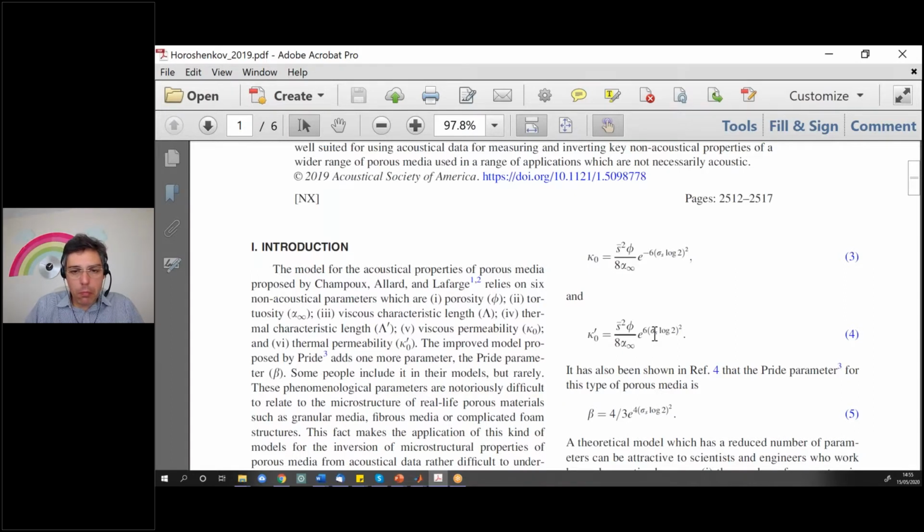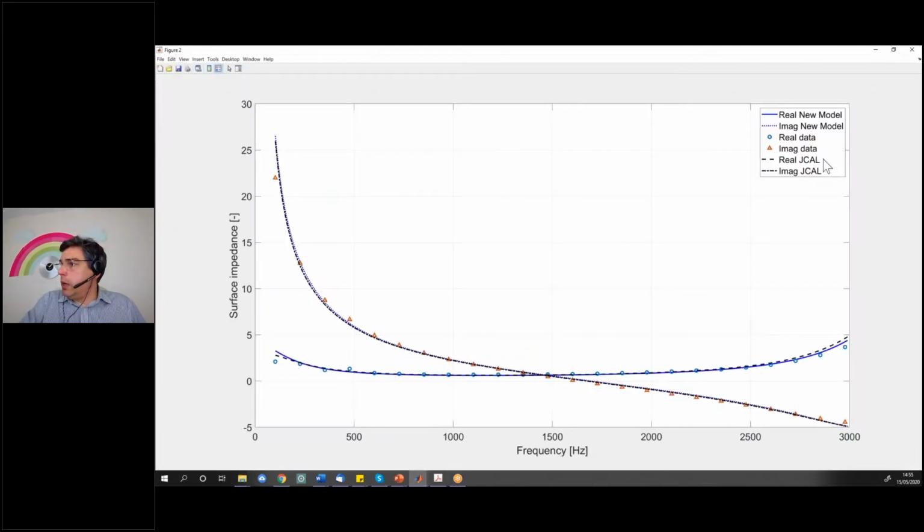And then you can see in the presentation, in this MATLAB code, where it is actually. I'll just show you again on the screen. See the Johnson-Champoux-Allard model and this 3-parameter model. They're almost identical. So it means the models show exactly the same behavior.